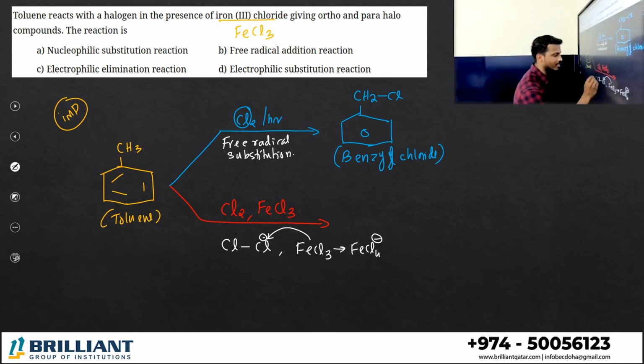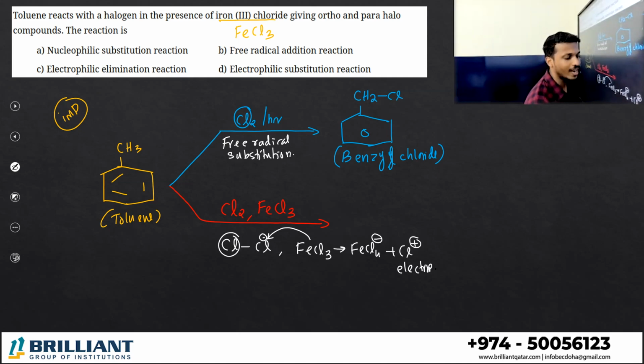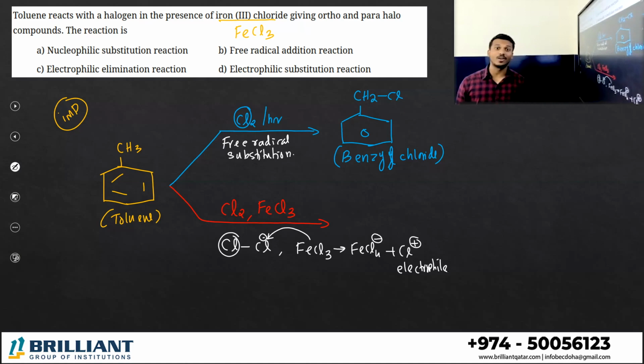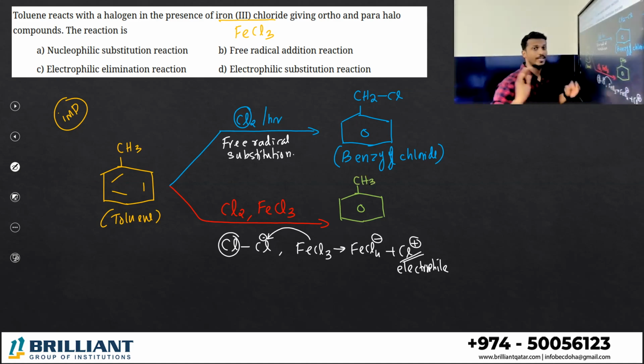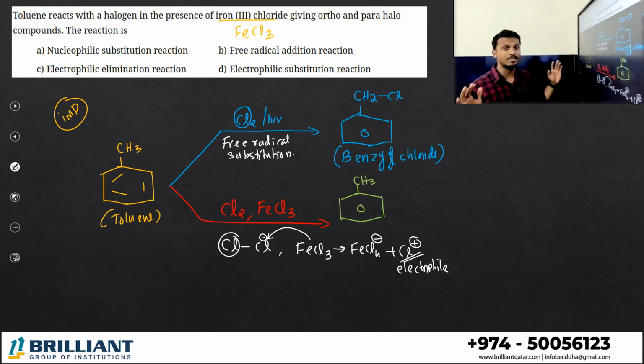FeCl4 minus. So what is the charge of this chlorine? Cl plus. What are positively charged species called? Electrophile. Positively charged species are electron deficient compounds; they are electrophiles. So Cl plus, the electrophile, is going to attack the benzene ring. So what is the product you are getting here? You will get the compound with CH3. Please don't disturb the CH3 group.